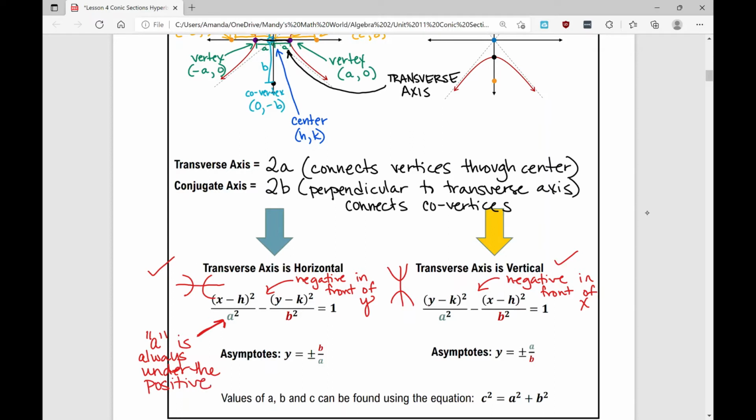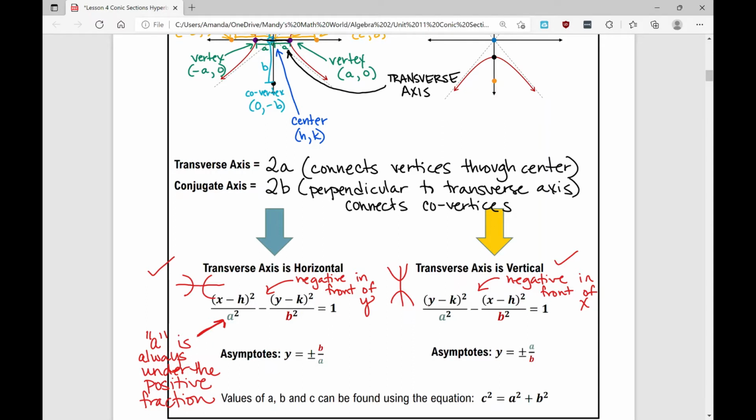It's always under the positive fraction. So it doesn't necessarily have to be bigger. I think I might have said that incorrectly earlier. A does not have to be bigger in this situation. When we're talking about hyperbolas, the A value is always under the positive fraction. With an ellipse, your A value is always the bigger number. It doesn't necessarily have to be that way when we're talking about hyperbolas.